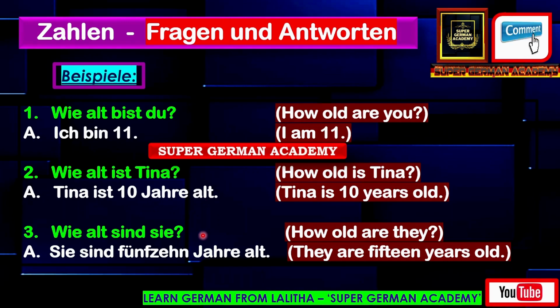Third question. Wie alt sind sie? How old are they? Here sie means they. And the conjugation for sie is sind. This is the same verb you learnt. For sie it is sind. So wie alt sind sie means how old are they? You're asking the children how old are they, suppose. Then sie sind fünfzehn Jahre alt. It means they are 15 years old. Fünf means 5, fünfzehn means 15. Jahre alt means years old. So sie sind fünfzehn Jahre alt means they are 15 years old.